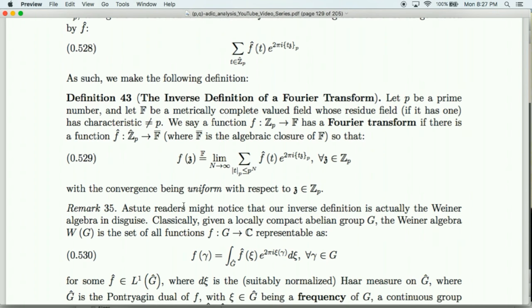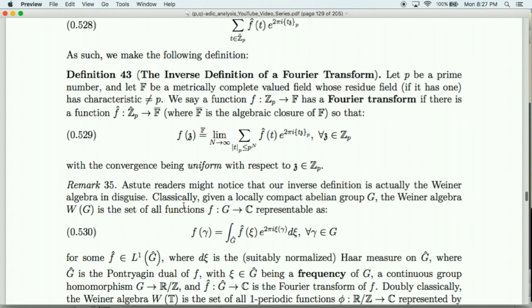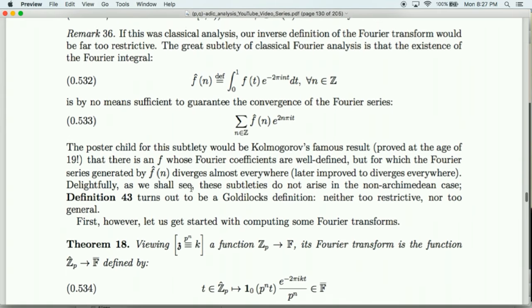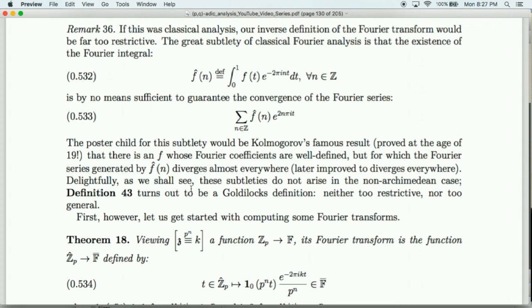Astute readers might notice that our inverse definition is actually the Wiener algebra in disguise. Blah, blah, blah. I'll explain more of this later on. So anyhow, if this was classical analysis, our inverse definition of the Fourier transform would be incredibly restrictive. The great subtlety of classical analysis is that the existence of the Fourier coefficients of a function is by no means sufficient to guarantee that the Fourier series will converge. The poster child for this subtlety is Kolmogorov's famous result, his first scientific result, proved at the age of 19, where he constructed an f that's integrable, but whose Fourier series diverged almost everywhere, and later he improved this to everywhere.